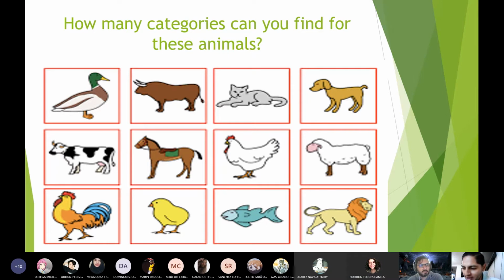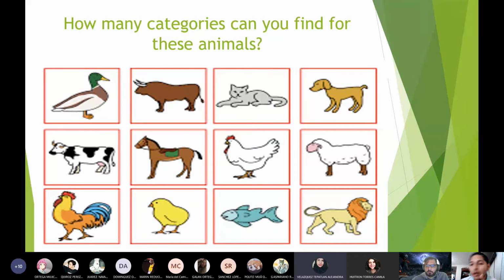Two-leg animals. Yeah, excellent. Of course, fish have no legs, right? No, they do not. Another one? Farm animals. Very well, farm animals. Farm, excellent. Mammals, farm, big cats, two-leg animals.